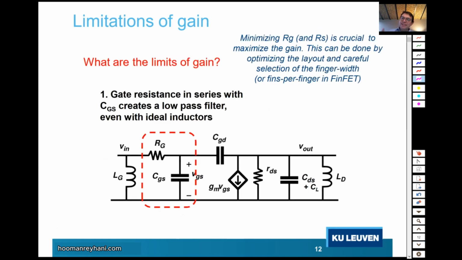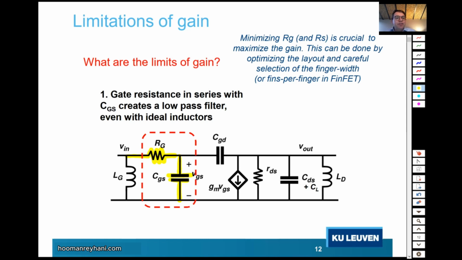So what is now limiting the gain? Because we started off with reasoning, let's add inductors, inductor at the input, inductor at the output, and then I have the gm rds gain, and the small signal gain of the transistor all the way up to high frequencies if you want. So, but what is limiting? Well, the first big limitation is coming from gate resistance. So the gate electrode itself, the material from the gate, has some physical resistance. And that resistance creates a low pass filter. I have an RC filter over here.